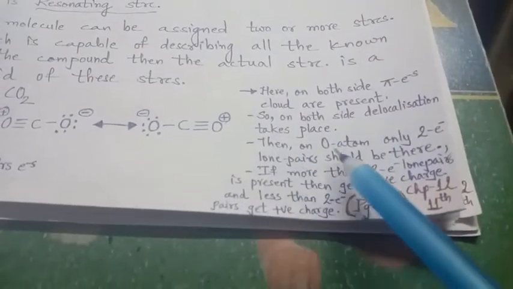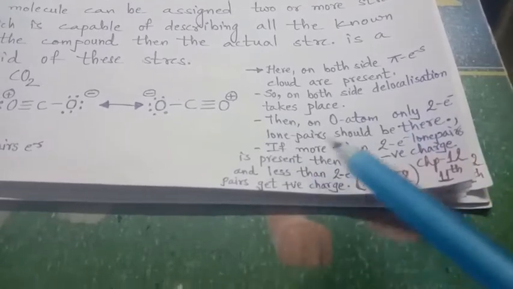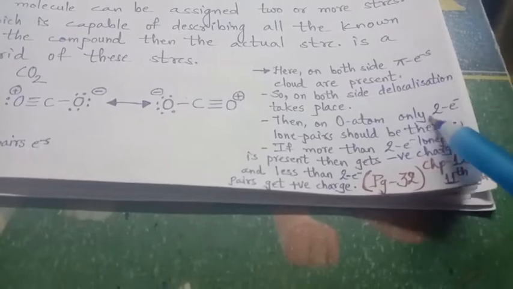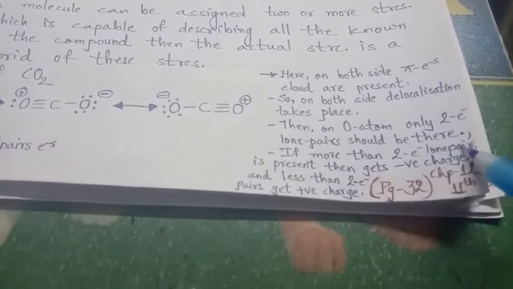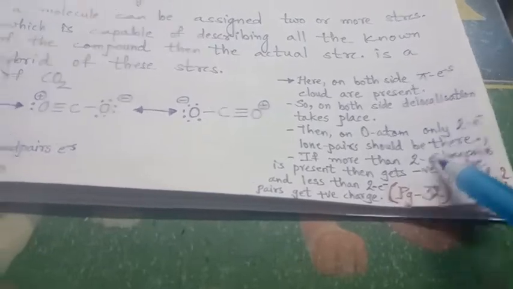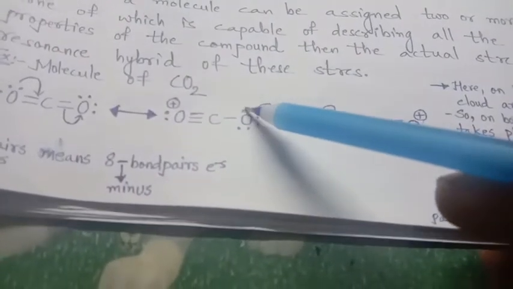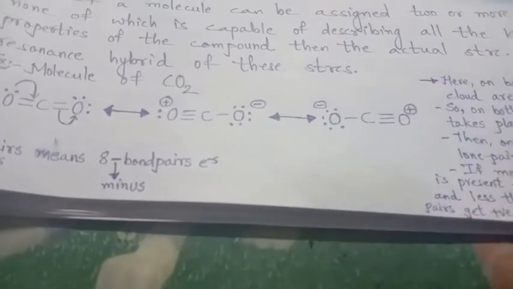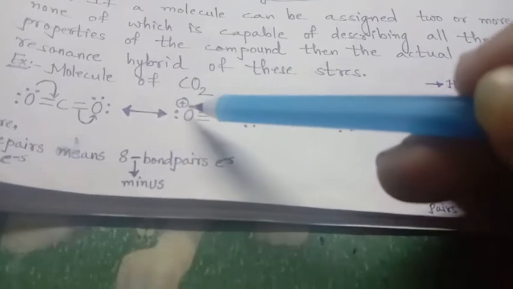Then on the oxygen atom, only 2 electron lone pairs should be there. If more than 2 lone pairs, I am talking about more than 2 lone pairs being present, then negative charge. See here, 1, 2, 3 pairs are there, so it will acquire negative charge. And if less than 2, then it will acquire positive charge. Here, see, 2 pairs are there, so no charge is there.